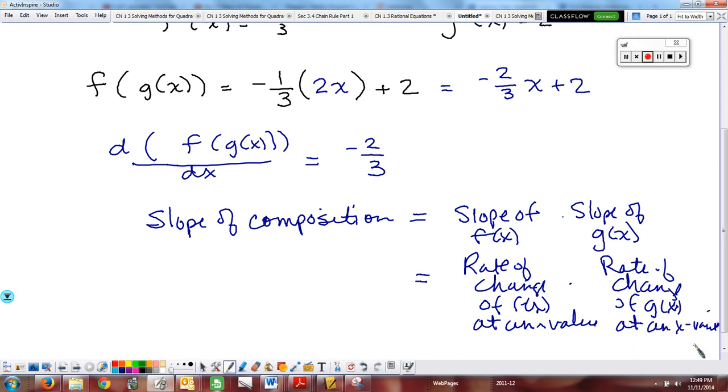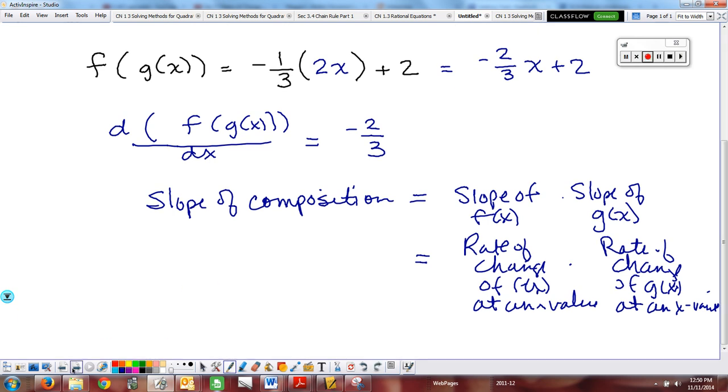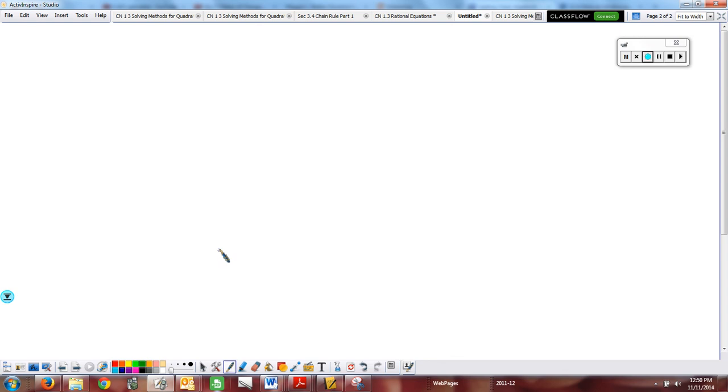Now I added in the "at an x value" because I picked a very simple example where at any x value, f of x and g of x had constant rates of change. But it doesn't really matter if you are talking about functions that have changing rates of change, not a constant rate of change. For example, x squared does not have a constant rate of change. It depends on where you are on the curve. The idea is still that you're taking the rate of change of the inside function times the rate of change of the outside function. Now another way to look at this is in the idea of transformations.